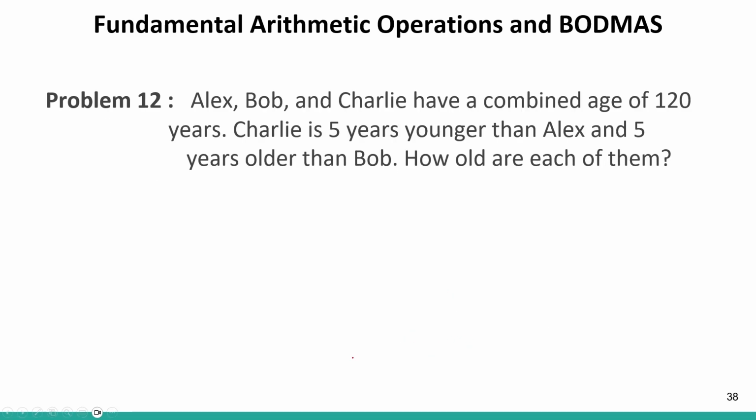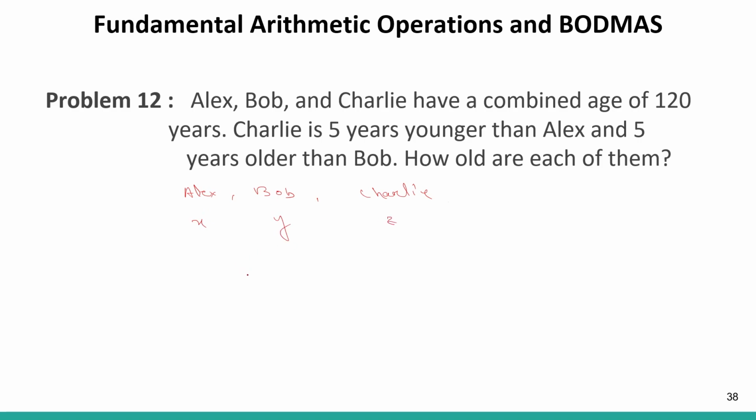So let's see problem number 12. What it asks us is, Alex, Bob and Charlie have a combined age of 120 years. If Charlie is 5 years younger than Alex and 5 years older than Bob, how old are each of them? So you have 3 people here, Alex, Bob and Charlie. Let Alex's age be x, Bob's age be y, and Charlie's age be z.